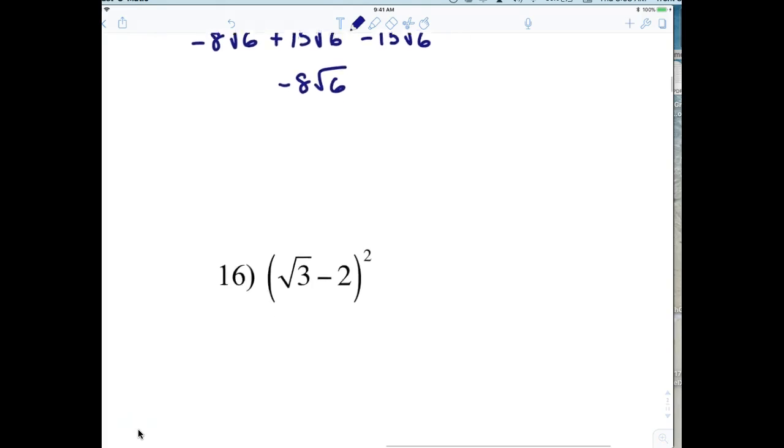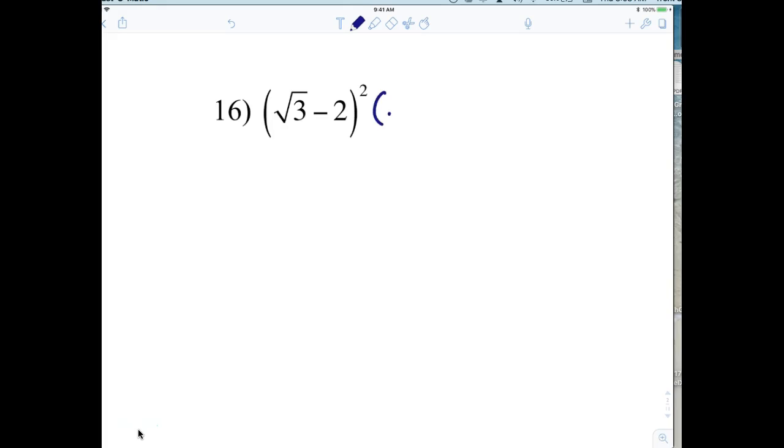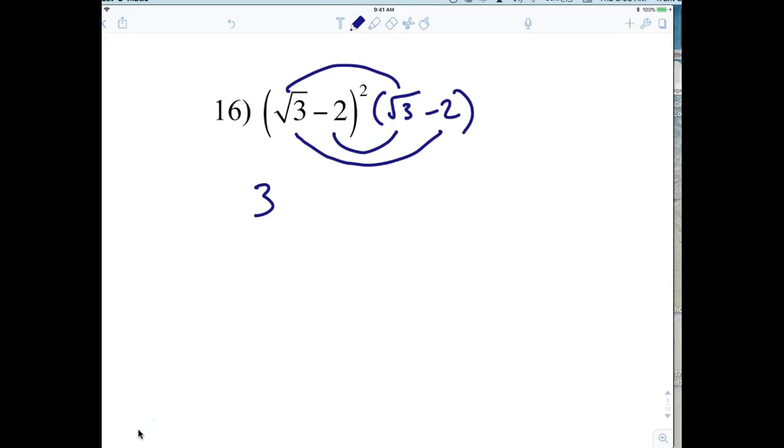Right. Now let's look at 16. Square root of 3 times square root of 3 is 3. How many do we have there? Negative 2. And there is, so it makes it all together. And then plus 4. Everybody good with that? All right.